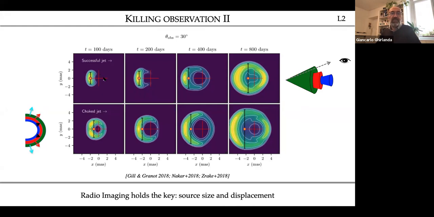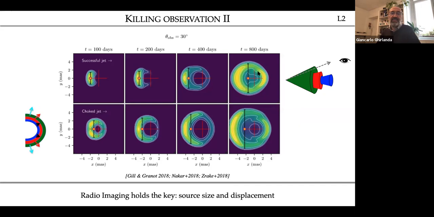This point is the center of the explosion, and they simulate the jet at 100 days, so slightly before, if you want, for comparison to 1708-17, the peak, 200 days, 400 days, and 800 days. You see that the effect is that the centroid of the light, also the blob that one should see, for instance, in radio images, is moving apart from the center of the explosion up to about 400 days.